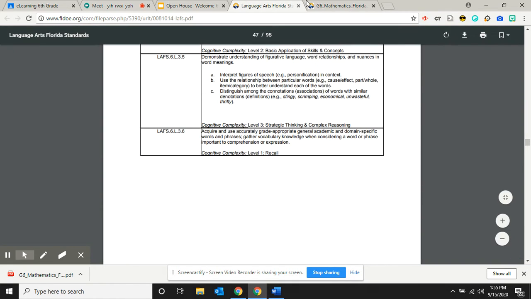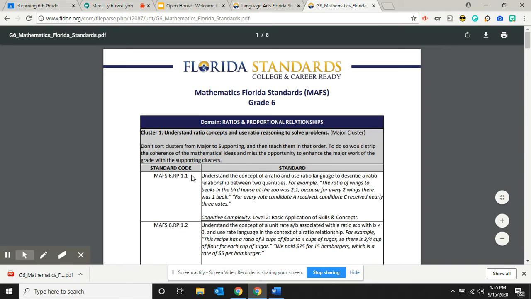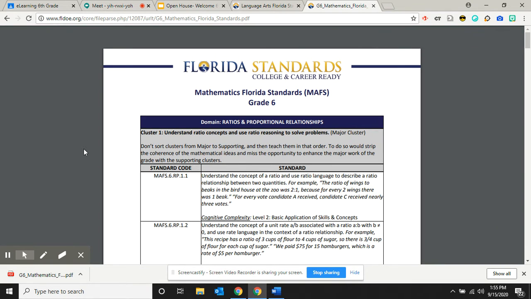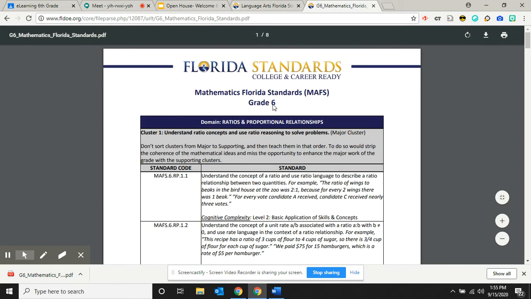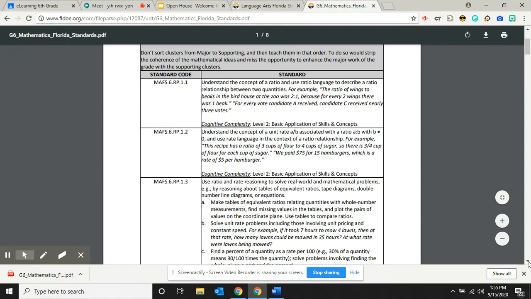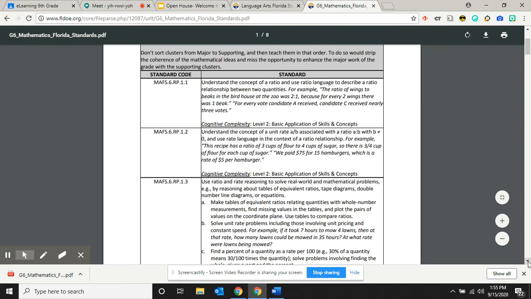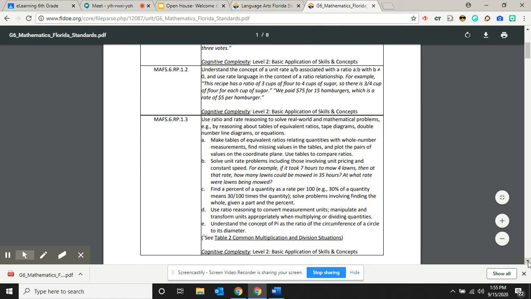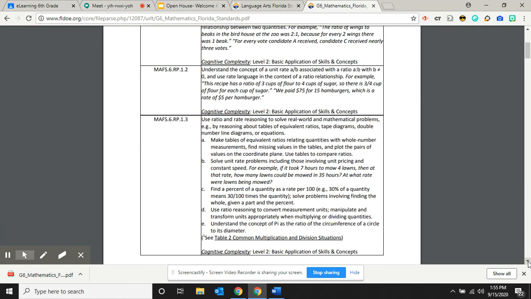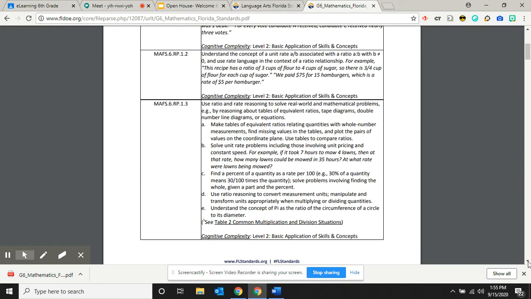So there is that, and then I just want to switch over to mathematics. So math is broken down into the different domains. So we have ratios and proportional relationships. So unit rates. Using ratios for real world math problems.